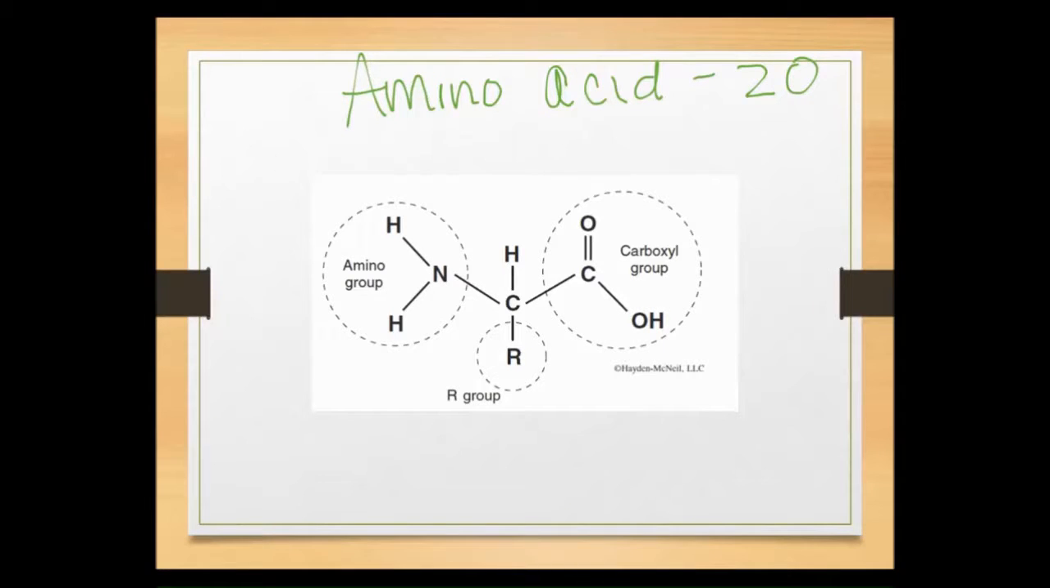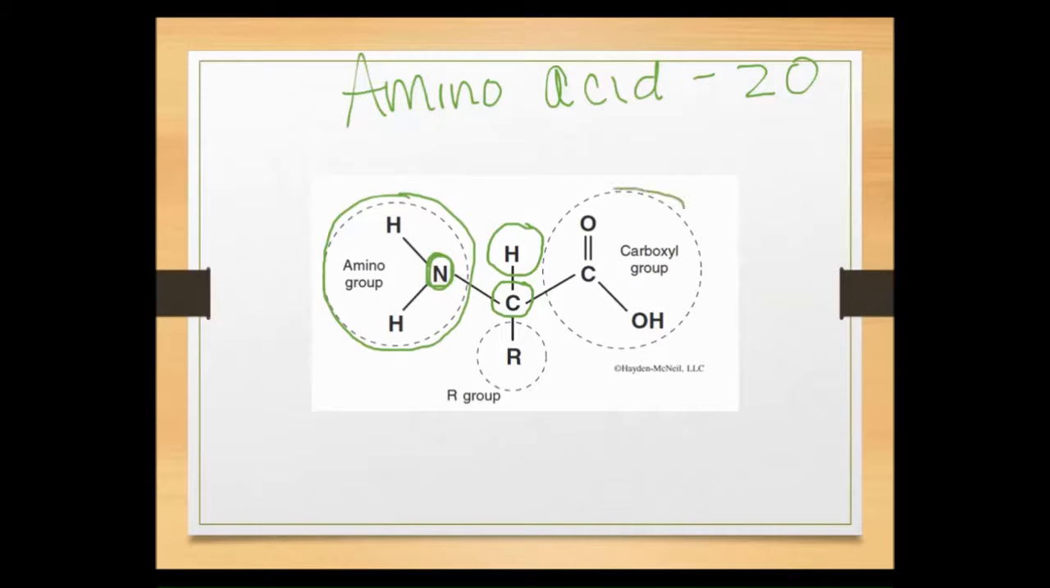All 20 amino acids have a central carbon in the middle. They all have an amino group to one side, and this amino group contains nitrogen. Remember, nitrogen is one of those big four elements that organisms have a lot of, and there's a lot of nitrogen that's present in proteins. All 20 amino acids will have a hydrogen attached to that central carbon.